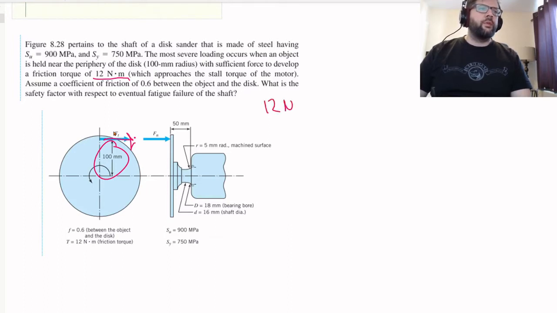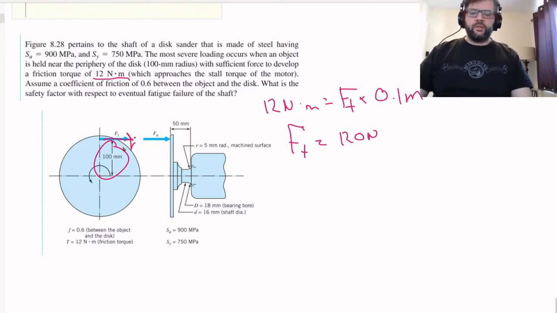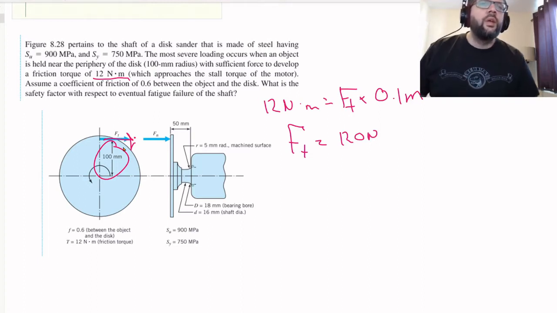So 12 Newton meters is equal to Ft times 0.1 meters. And for our Ft there, that's going to be equal to 120 newtons. So that's kind of the friction force that gets developed there as well.